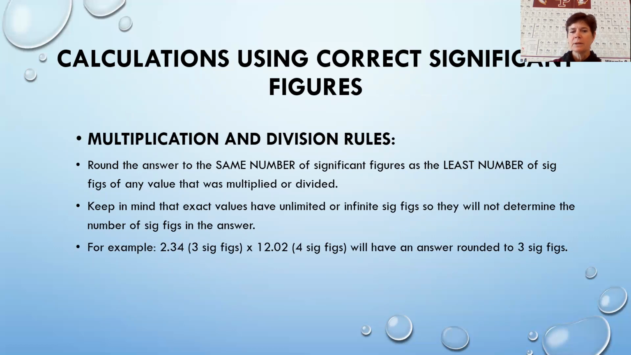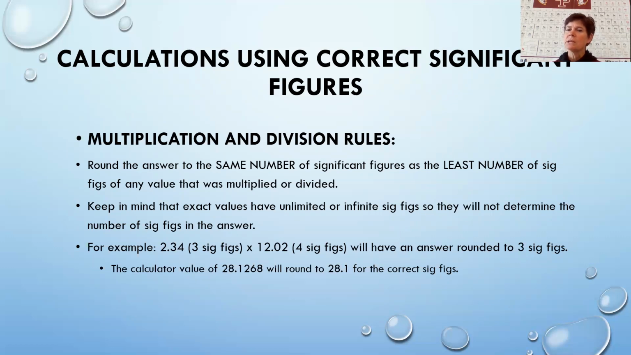For example, 2.34, which has 3 sig figs, times 12.02, which has 4 sig figs, will have an answer rounded to 3 sig figs. The calculator value of 28.1268 will round to 28.1 for the correct significant figures. And sometimes in these problems, you'll be asked for a calculator answer, which has not been changed for correct significant figures, and then asked to revise that into the correct answer.